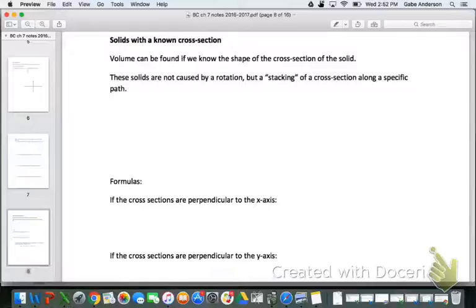We've been doing solids created by rotation. Instead of doing that to finish off, we are going to be doing solids with what we call cross-sections. So there's going to be no rotation that takes place here. These solids are caused by an accumulation or a stacking of cross-sections along a path. And so this requires a little bit of imagination with drawing. So I'm going to try to draw this out for you and show you what I'm talking about when I talk about accumulation.